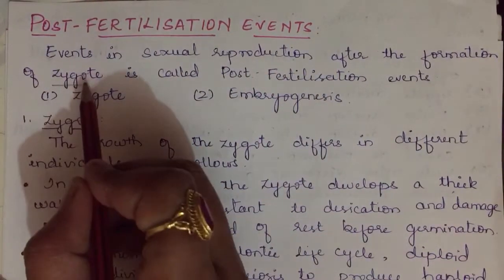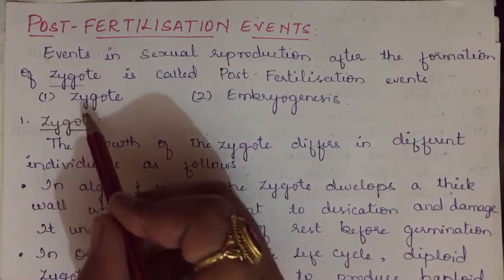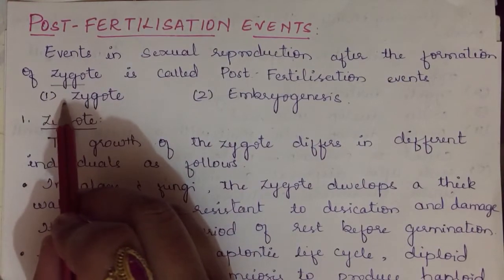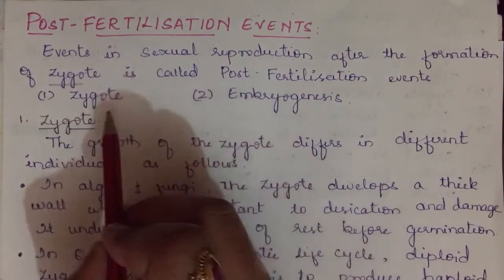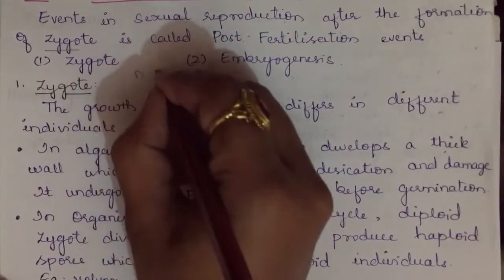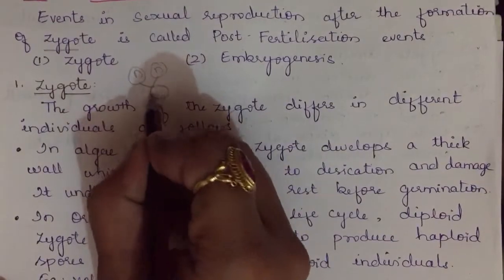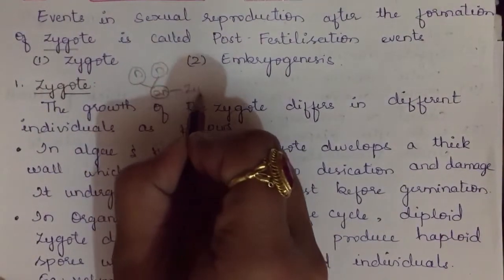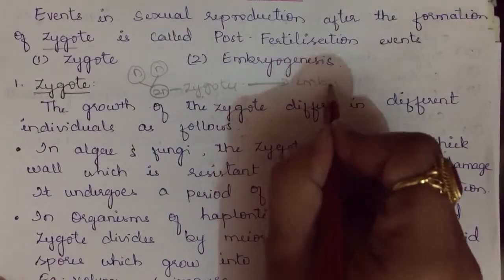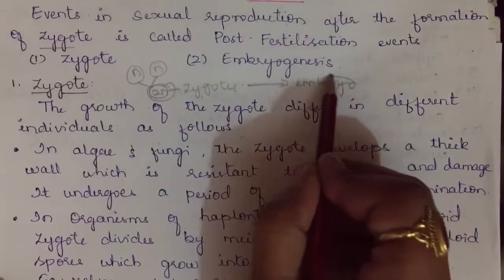As you know, the zygote is formed during fertilization. Fusion of a male and a female gamete results in the formation of the zygote. In post-fertilization events, we have two steps: one is zygote formation, another is embryogenesis. The two gametes get fused, that fusion is fertilization, and it results in the formation of the zygote. Now this zygote undergoes further development to form an embryo. So one step is related to the zygote, another is the formation of an embryo.